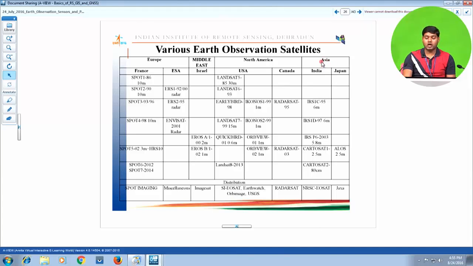And from Asia we have the Indian Remote Sensing series of satellites. We also have RISAT, which is a microwave remote sensing satellite. Then from Japan we have the ALOS satellite, which has microwave as well as multispectral and panchromatic sensors. So these are some of the distribution agencies: SPOT Image, and others. In the case of India, we have the National Remote Sensing Centre, which takes care of satellite data distribution.